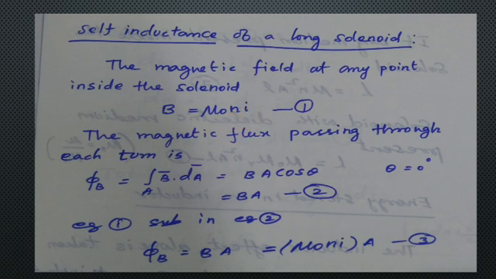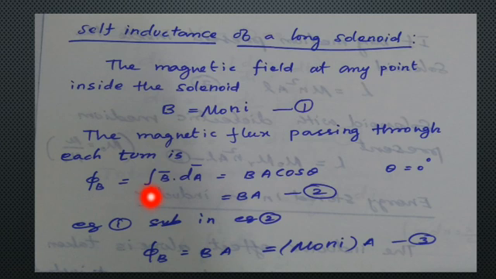Mu naught is the permeability of free space. So B equals mu naught n i. This is equation number 1. Now the magnetic flux passing through each turn, since the magnetic field is present. What is the magnetic flux formula? We know that phi B is equal to the integral of B dot dA.